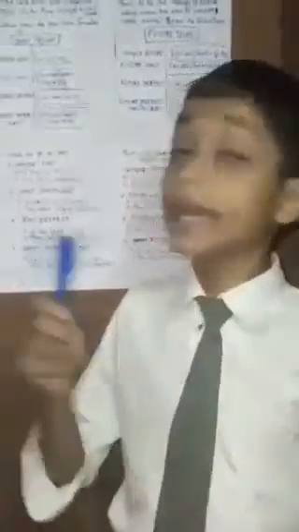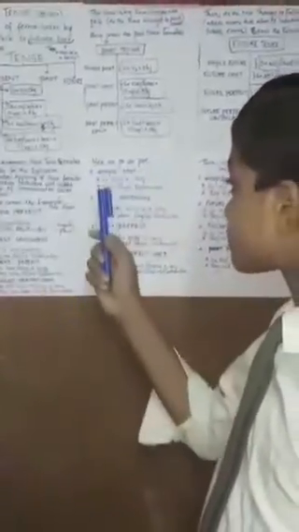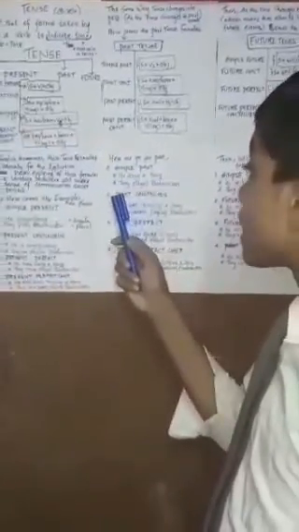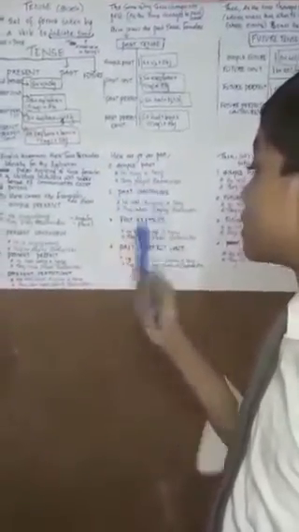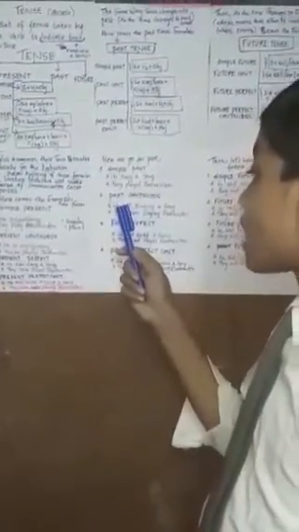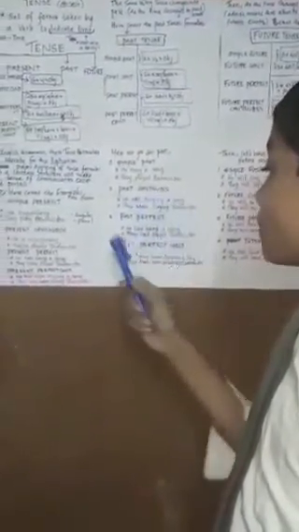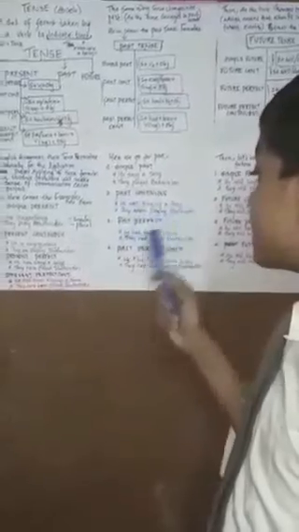Let's go to our examples of past. Here we go to past. Simple past. He sang a song. They played badminton. Second, past continuous. He was singing a song. They were playing badminton.